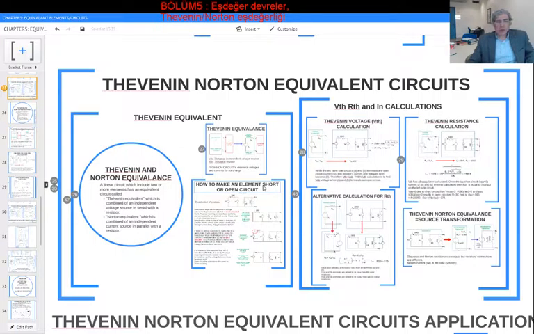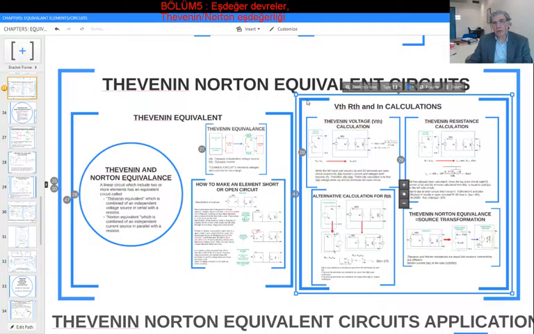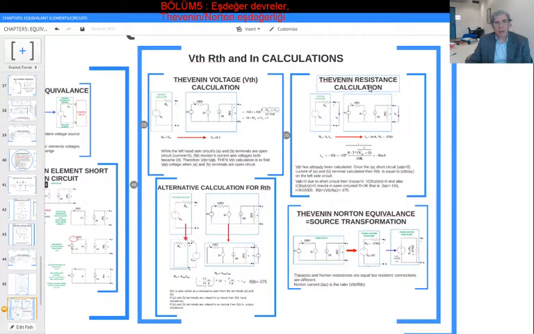Back to chapter 5, Thevenin equivalent circuits group. So we already examined what a Thevenin equivalent is and some information that we need in the calculation of Thevenin voltage and resistance. So in this video we will be seeing these VTH, RTH calculations. Let's start from the VTH calculation.